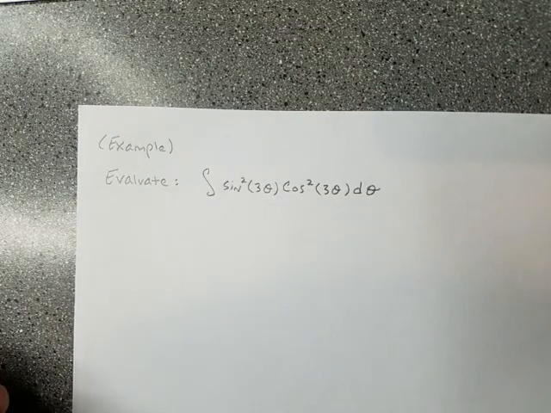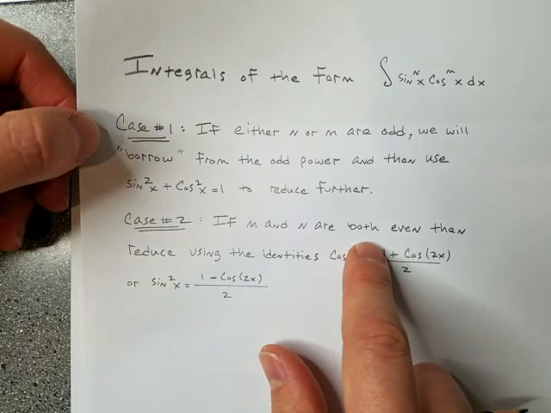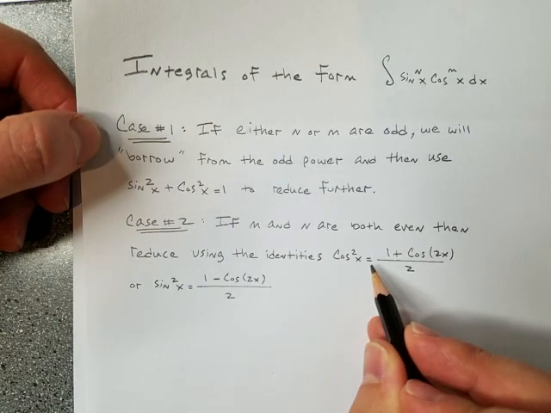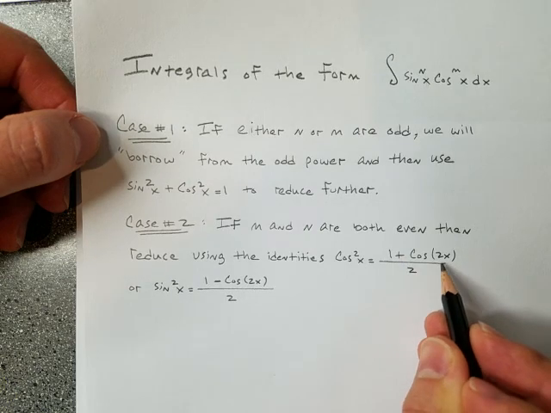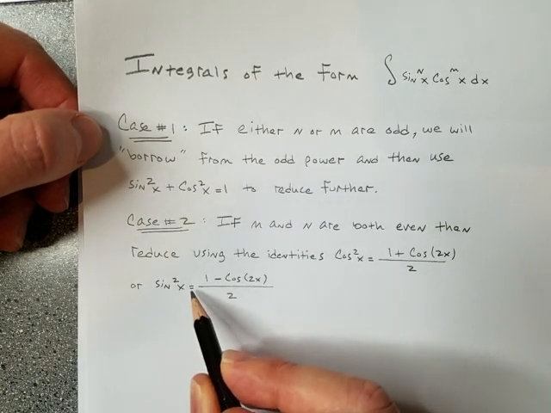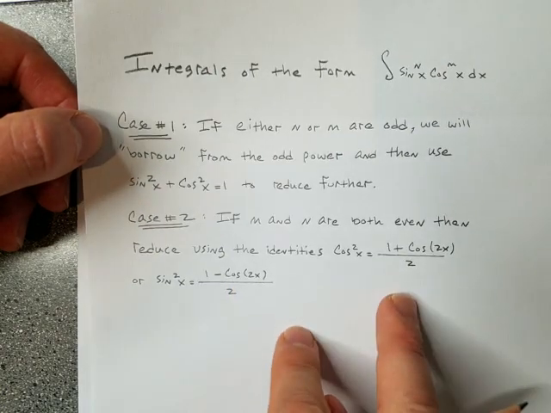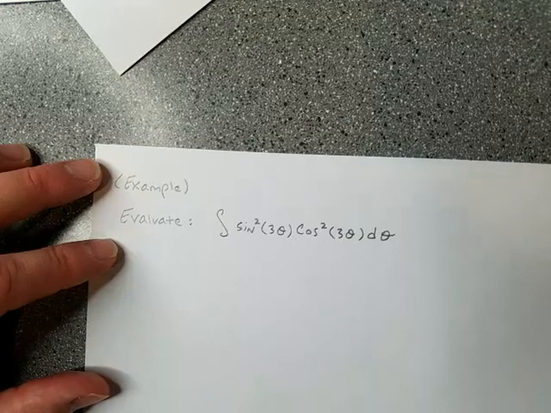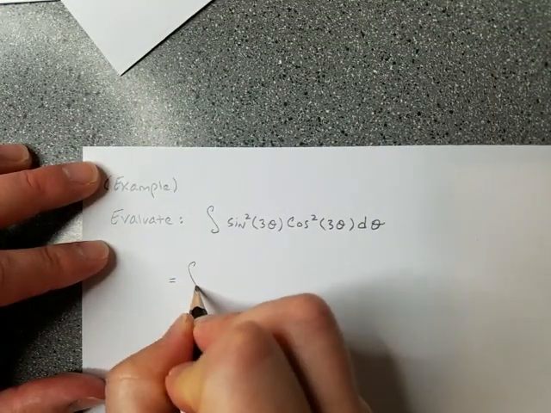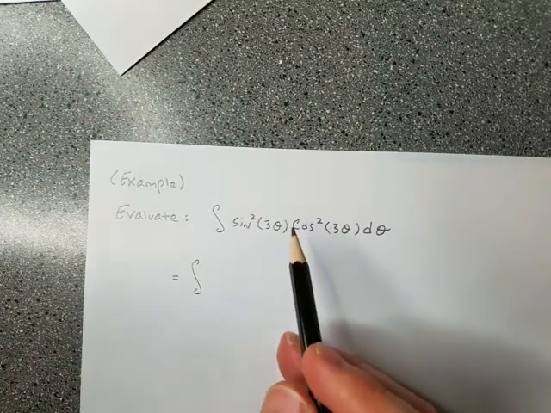But I have my cases, right? And if we have all even powers, we use the identities. Cosine squared of an angle is 1 plus cosine of twice the angle over 2. And sine squared of an angle is 1 minus cosine of twice the angle over 2. That's what we want here. Okay? So that will be the procedure when we have all even powers of sine and or cosine.